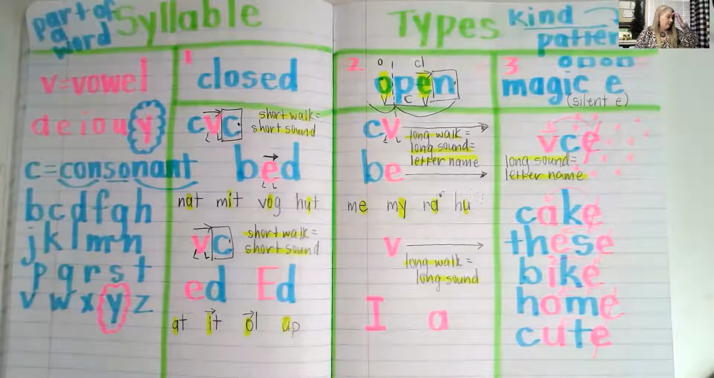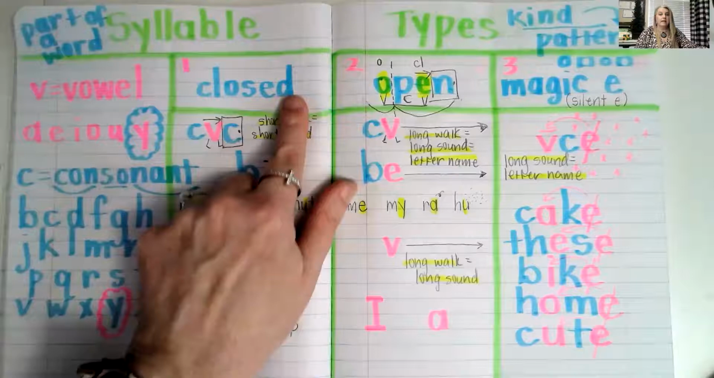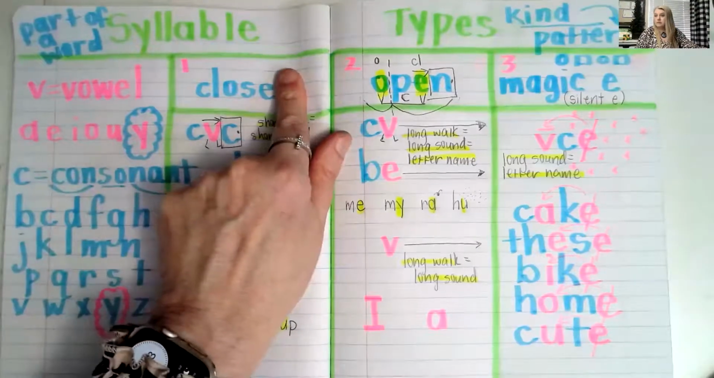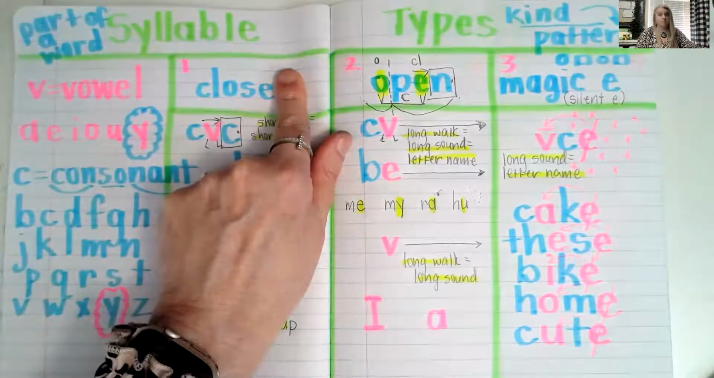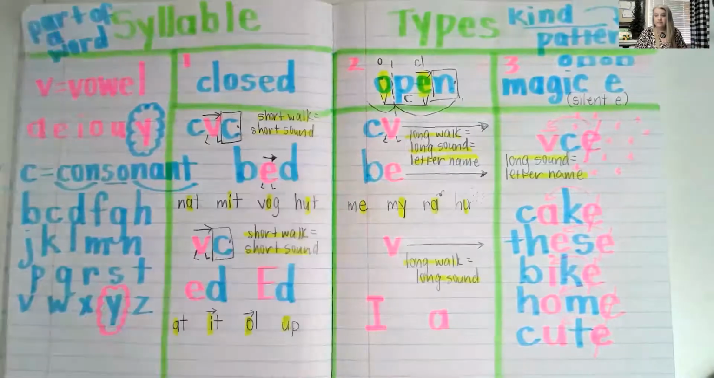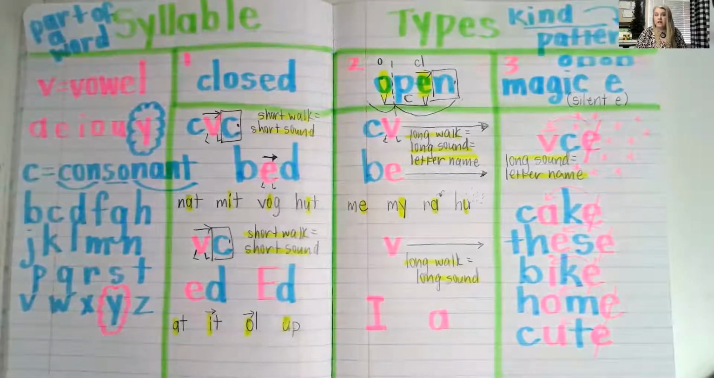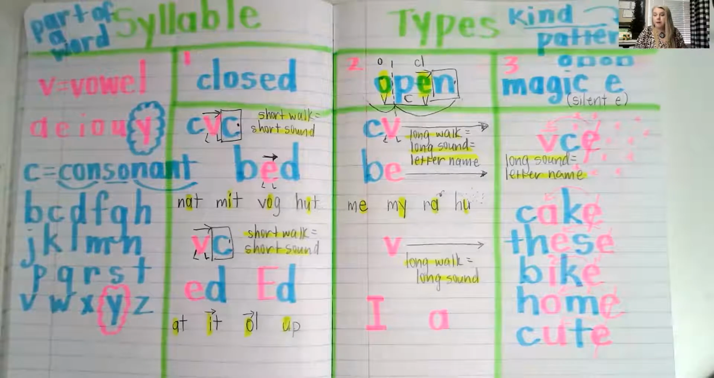Well, if we were to take that D off, do you see it? Close. I think it's right there. You're going to start to, as you know these syllable types, you're going to start to see them everywhere. They're going to pop out at you, I promise.